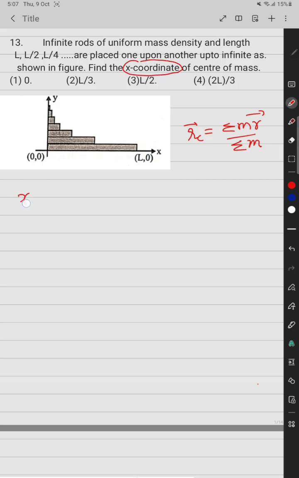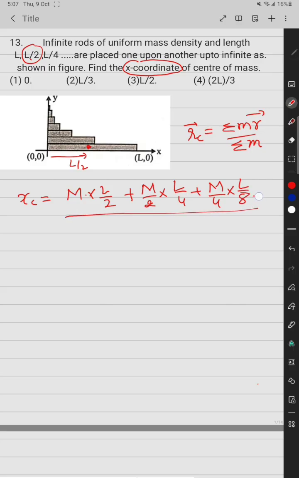Therefore the x center of mass is equal to, suppose the mass of the first rod is a capital M whose length is L, but the center of mass of this rod is at L by 2, so it is M multiplied by L by 2. Similarly, next is a mass M by 2, but the center of mass is at L by 4, and again the mass is M by 4, but the center of mass is at L by 8.